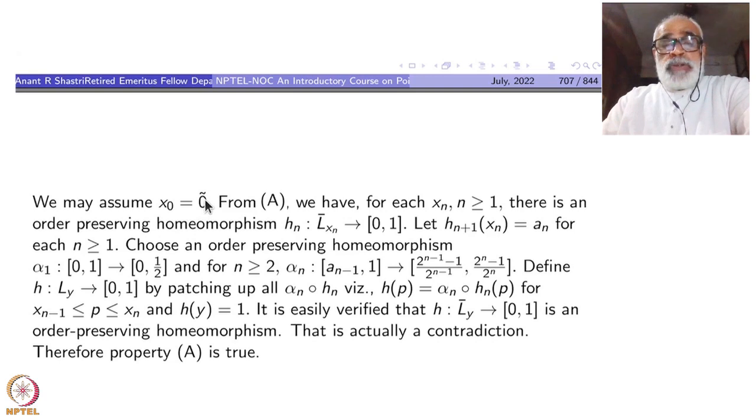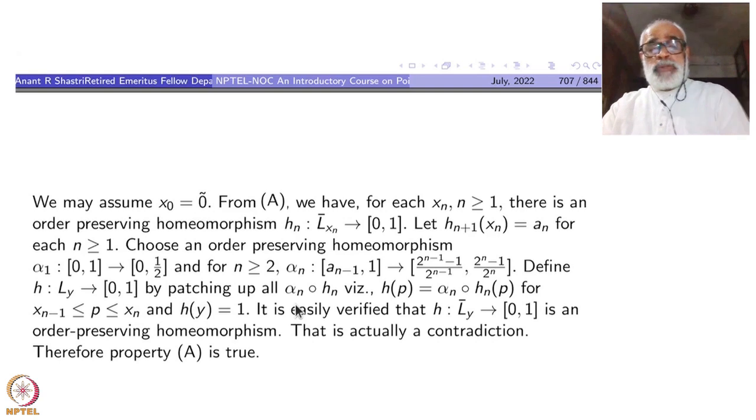X naught, I am starting with 0 twiddle, then x1, x2 and so on, between xn minus 1 and xn. If p is there, you define it by this method. On the endpoints, these functions coincide. So you can easily see now that up to Y you have no problem. What should I take for H of Y? H of Y to be 1.